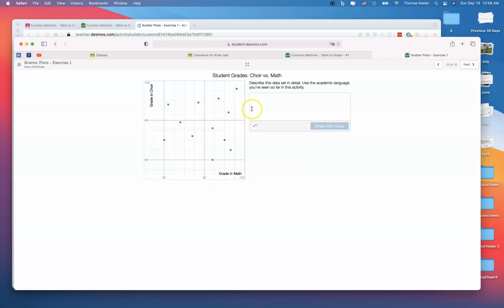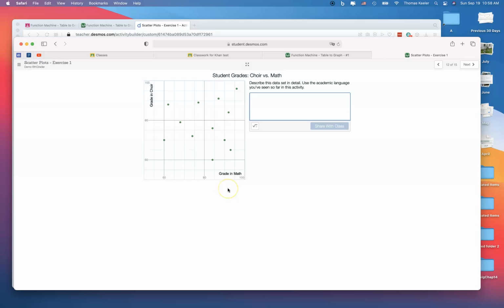Now, here's one where we've got your grade in math and your grade in choir. Okay? And so what we see is that this point up here to the right, what would that be? It would be a high grade near 100 in math and a high grade, so above 90 in math and above 90 in choir.